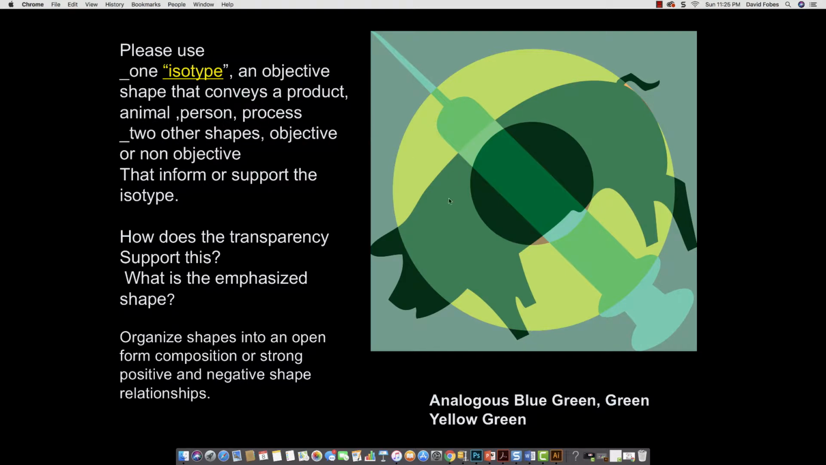So in this one, I really have basically two isotypes, and that's okay. One is the pig, and then one is the syringe. I picked the circle, or actually constructed the circle, as one of my shapes of choice. So the idea is that you're going to create some sort of meaning, and so this is basically a graphic design problem. So the isotype is the one objective shape that ensures that you've got something to grab onto. You could use three isotypes if you wanted to.